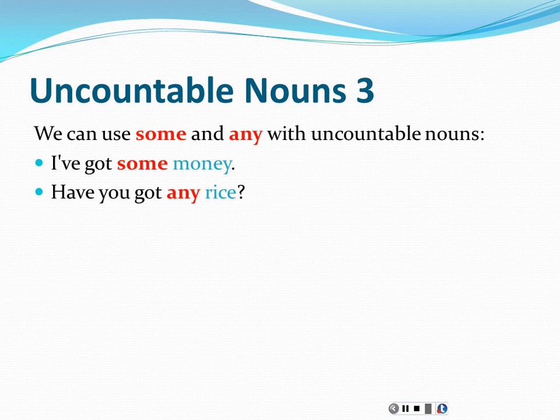The next example, have you got any rice? If you look at the end of this sentence, you can see that we have a question mark. Question mark means that this sentence is a question. سؤال. هي سؤال بما أنه في عنا إشارة استفهام. So have you got any rice? هل عندك أي أرز؟ So here with the questions instead of some, we use any. So بدلا من some, نستخدم any مع الأسئلة. With the questions we use any.